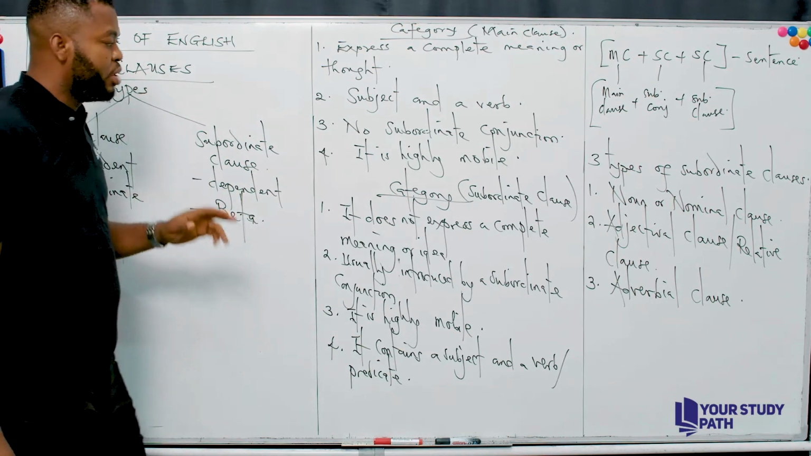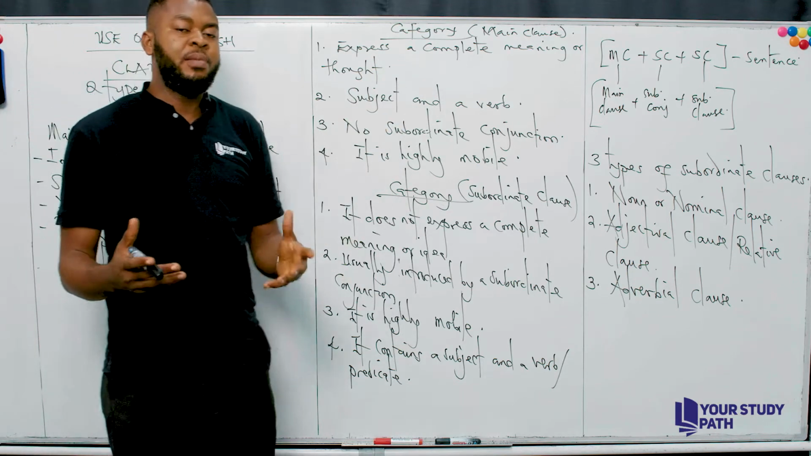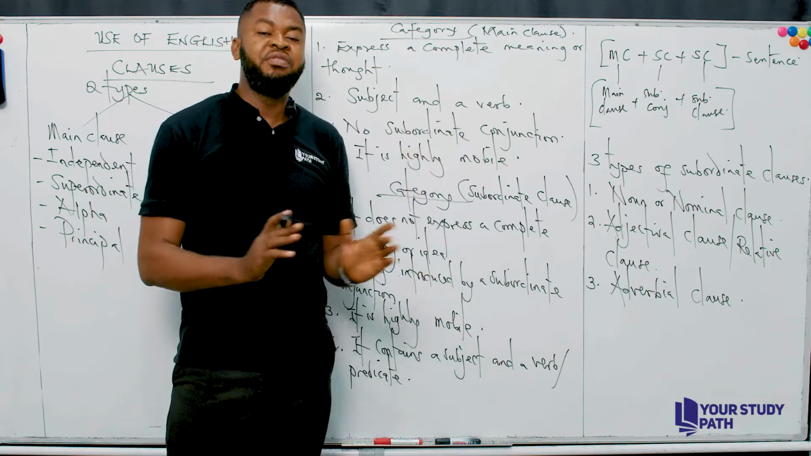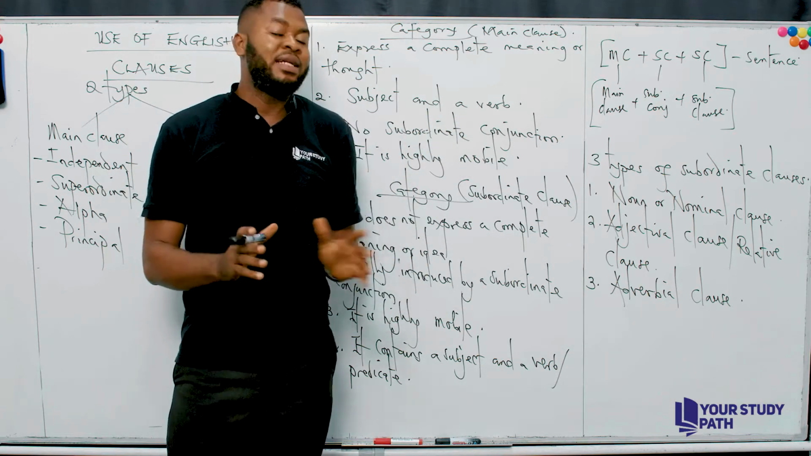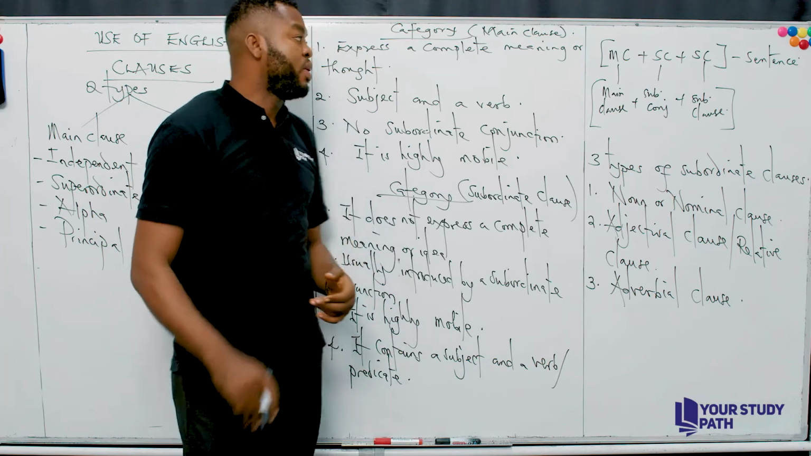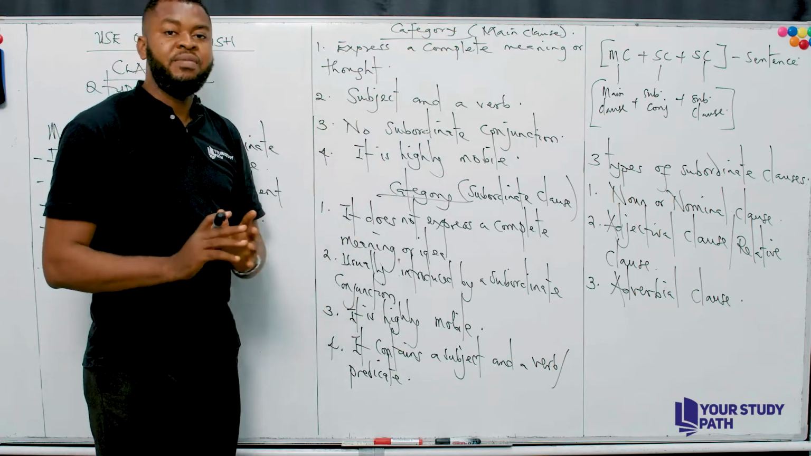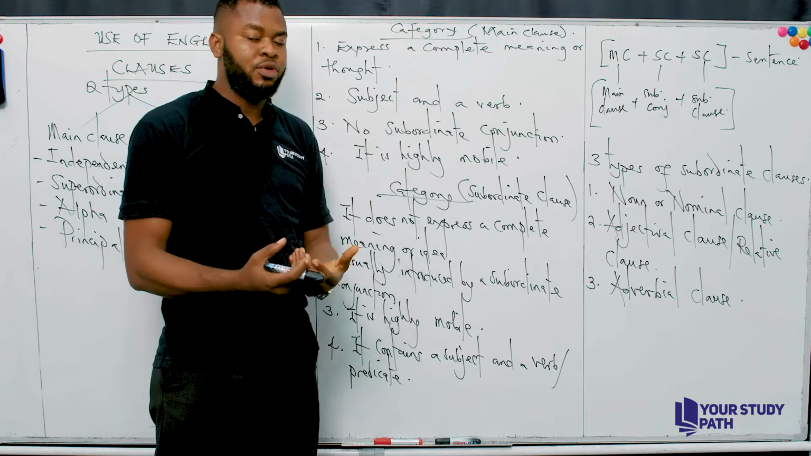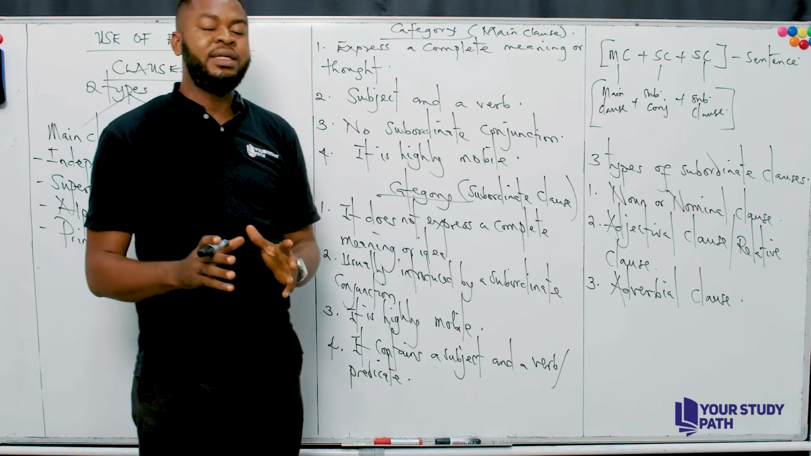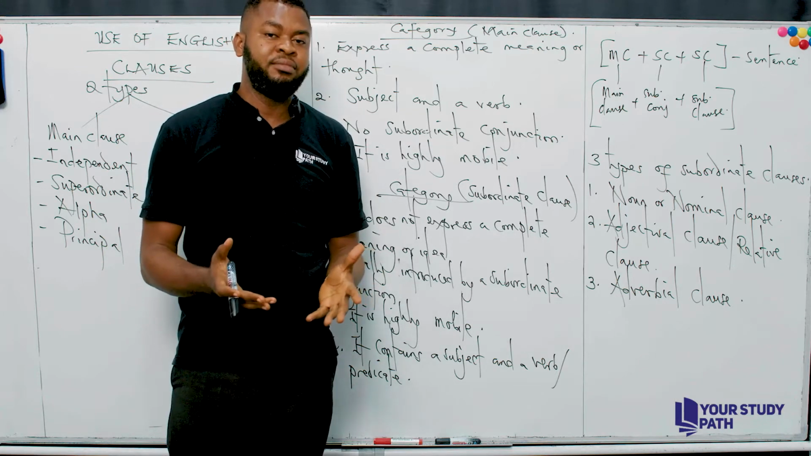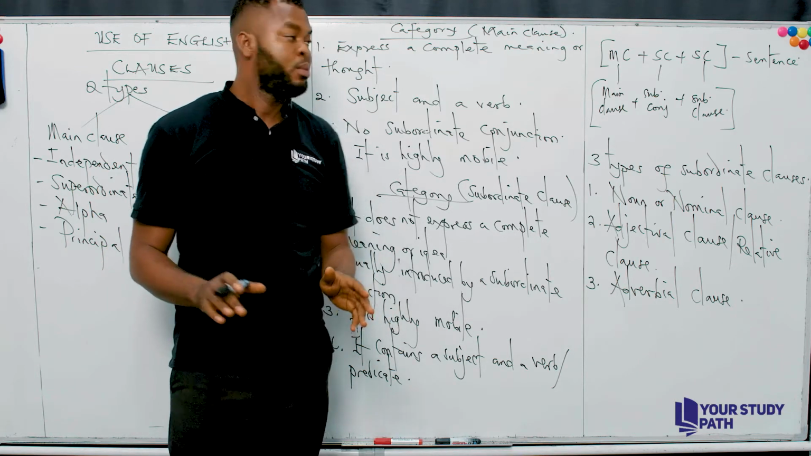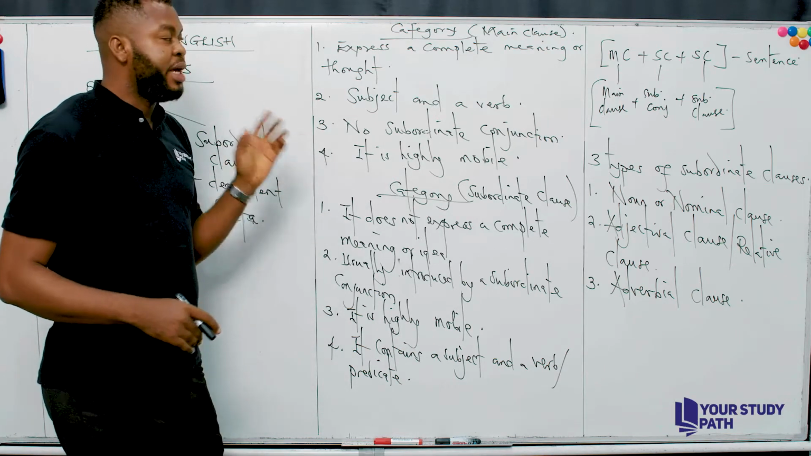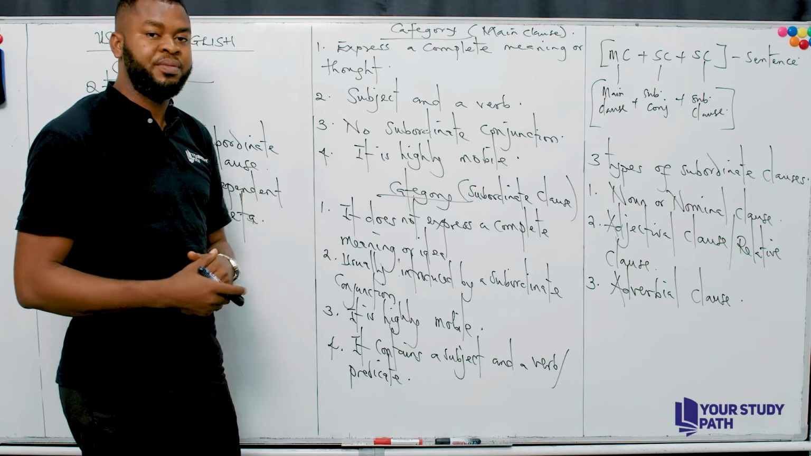Then we proceeded to, for example, many students tend to ask the question, how would you be able to identify a main clause different from a subordinate clause? Now, there are categories on how to do so. Take a look at this. For you to identify a main clause, the first thing is what? A main clause must express a complete meaning or thought. That is, to a large extent, a main clause must tell you what is happening, what is taking place. Now, also, if you look at the second category, a main clause must contain a subject and a verb.